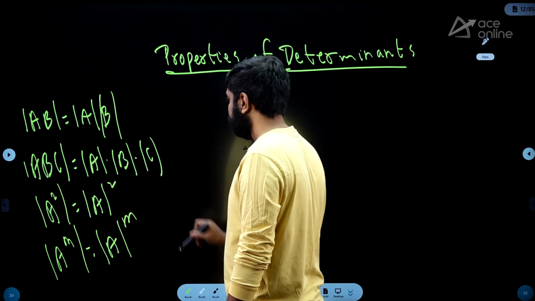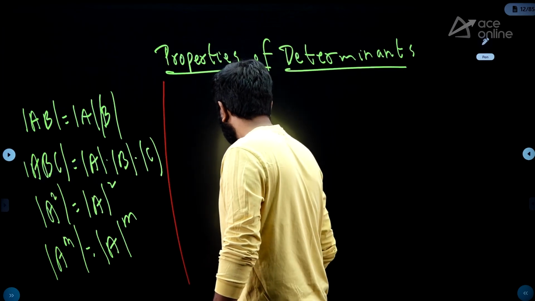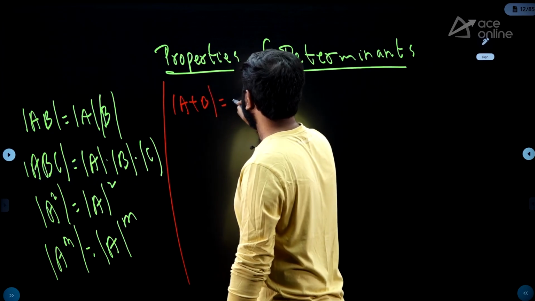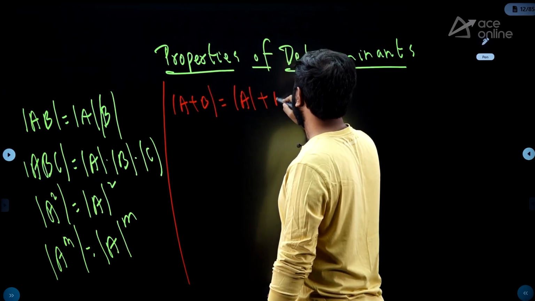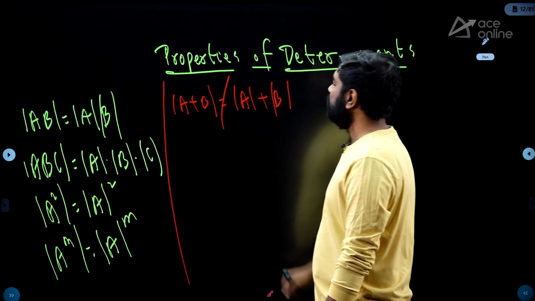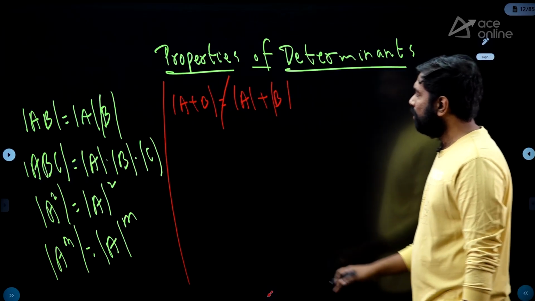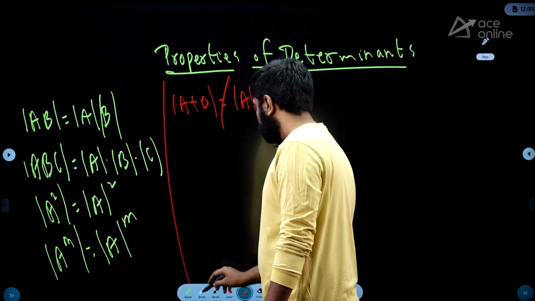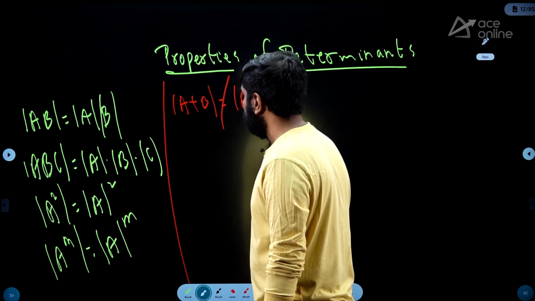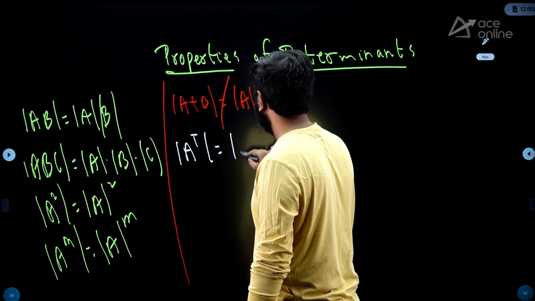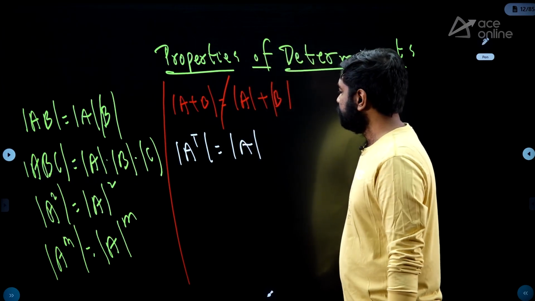Some students misunderstand and assume that the determinant of A plus B is equal to det A plus det B. This is not true in all cases. You have to be extremely careful. Det of A plus B is not equal to det A plus det B.